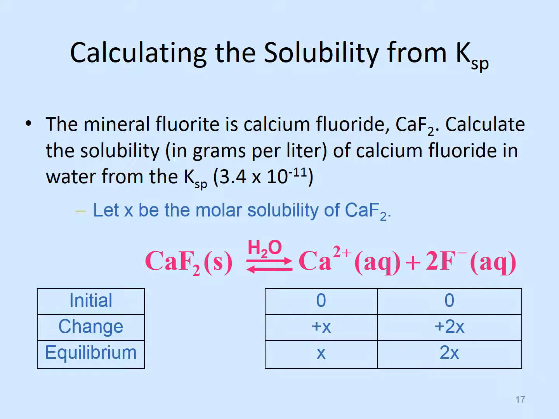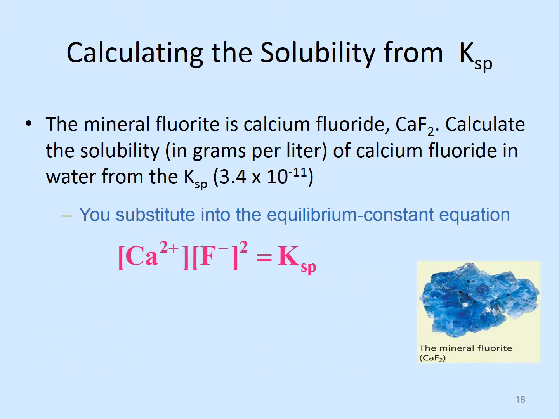But it is important then to note that for every one calcium fluoride that breaks up, we get one calcium ion and two fluoride ions. So if X breaks apart, we get X calcium and 2X fluoride.